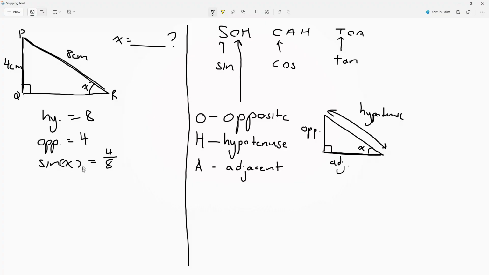And then in order to find x, it'll be the inverse. So we'll use sine inverse of 4 over 8, and the answer will be x. So let me get the calculator. And it is 30 degrees. So this is the answer.